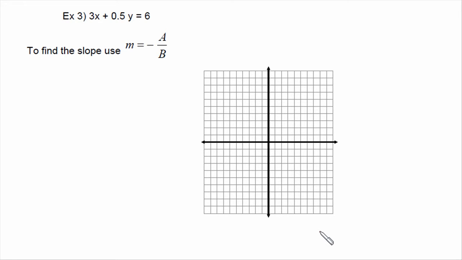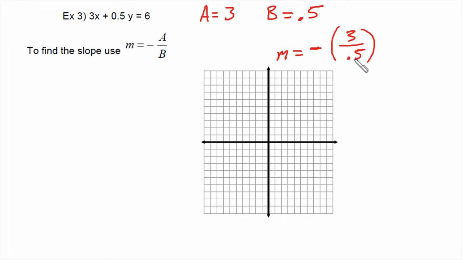All right, one more example here. 3x plus 0.5y equals 6. Remember, to find the slope, we can use m, the slope, is equal to negative a over b. So it's a good idea to identify our a, 3, and our b is 1/2 or 0.5. So our slope m is equal to the opposite or negative of a, 3, over b, 0.5. So 3 divided by 1/2, dividing by 1/2 is like multiplying by 2. 3 times 2 is 6, then make it negative. So our slope is negative 6.